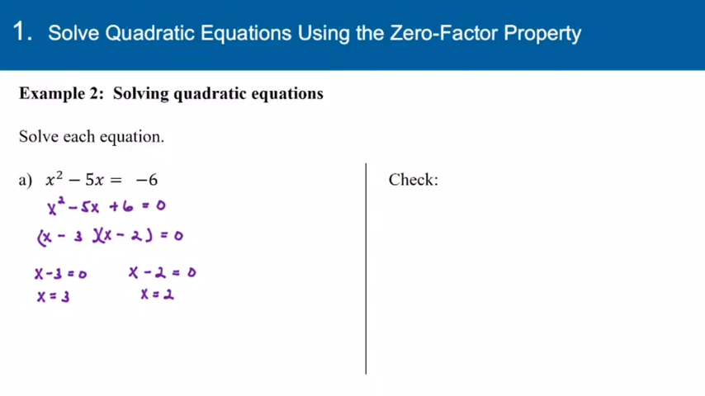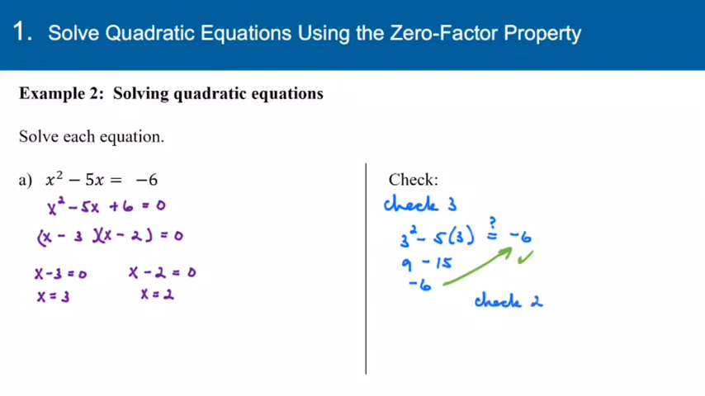And let's just check this one real fast. We'll stop checking real soon, but for right now, let's go ahead and check a few more. We're plugging 3 in, so we're going to check the 3 first. So if we plug in the 3, we'll have 3 squared minus 5 times 3, and that's supposed to equal negative 6. Well, on the left side, 3 squared would be 9, and 5 times 3 would be 15, and 9 minus 15 is negative 6, and that's a match for the right side. So 3 is a good solution, and let's try 2.